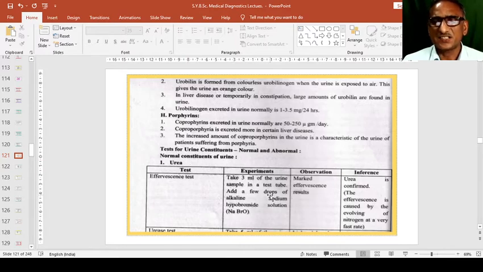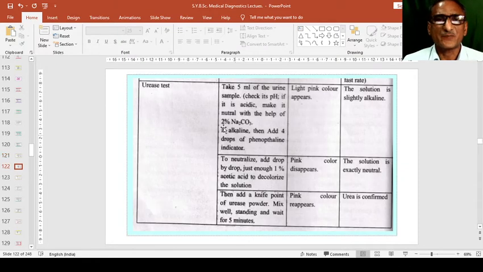These are the tests given for your practical study, but actually this course is not for practical purposes. Therefore you just observe what the tests are and how to do the practical tests for identification of urine contents. First is the urease test. In 5 ml of urine, if you add 2% sodium bicarbonate, then a pink color appears and the solution is slightly alkaline. So it means that urease is present in the urine.